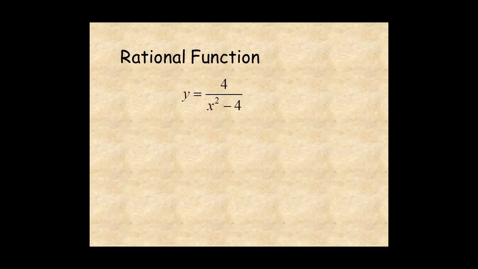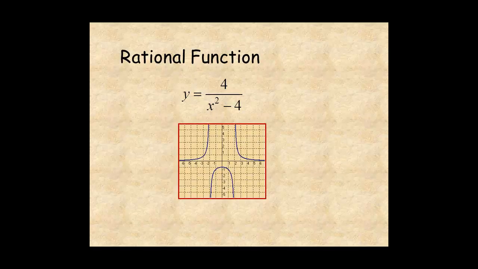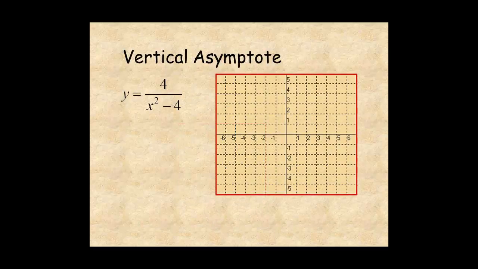This lesson shows how to graph the rational function y equals 4 over x squared minus 4 and variations of the function. The VAs are the zeros of the denominator. The denominator factors as x plus 2 times x minus 2, so the function has two VAs at x equal negative 2 and x equal positive 2.